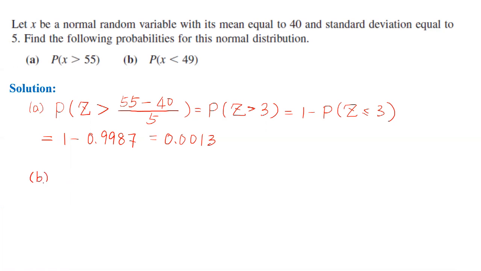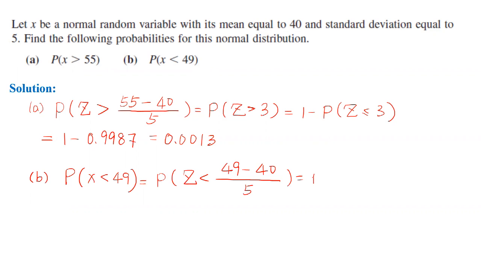No? Okay. The second question, probability of x less than 49 is the probability of z less than (49 minus mean, which is 40) divided by standard deviation, which is 5. Okay. 1.80. Then we can find the SND table. 1.80, which is 0.9641. Okay, any questions?